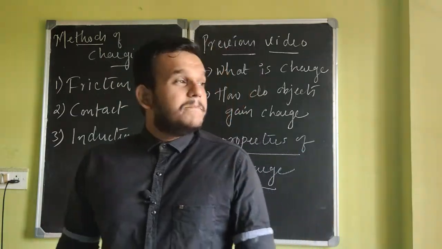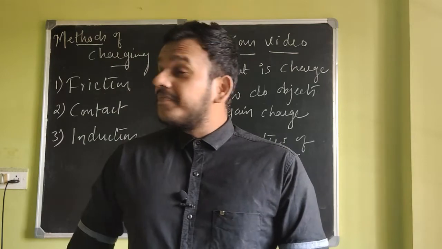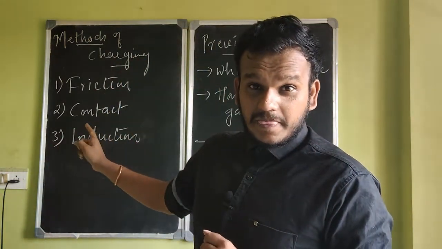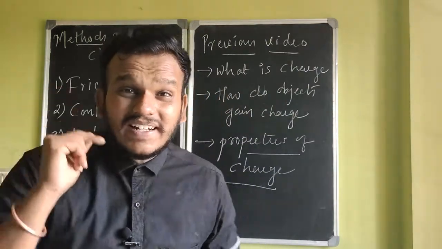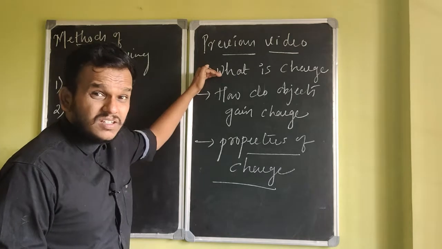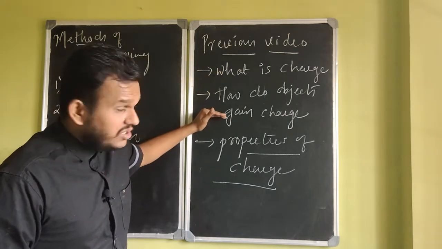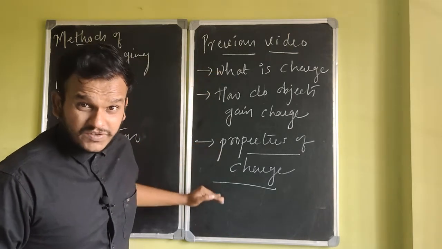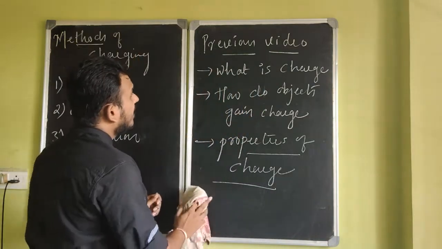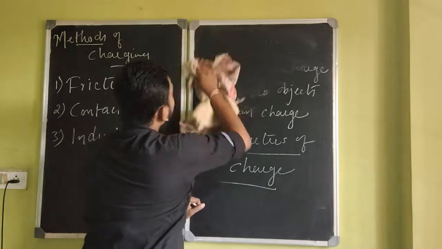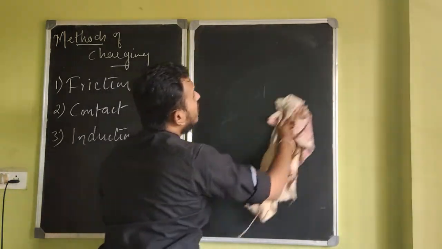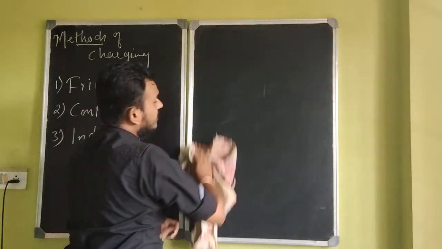Anyway, in today's video we are going to start with a topic called methods of charging. But before I get into that, let's quickly see what we discussed in my previous video. We talked about what is charge, how objects gain charge, and finally we learnt about properties of charge. All those things we learnt in the previous video. So I'm going to erase that. And the most important part of the previous video was about properties of charges.